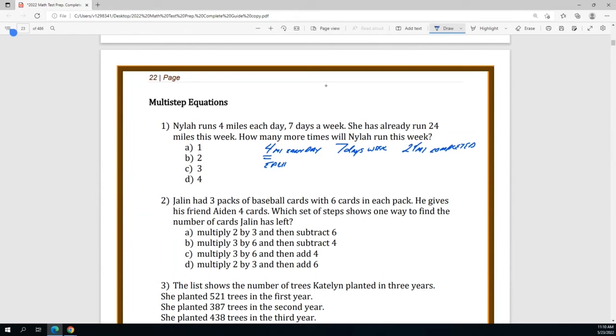So most students will say, well, it's 4 times 7, because it's 4 every day. And it's 4 and 4 and 4. Again, it's just repeating itself over and over again. So this is multiplication. We're going to take 4 and multiply it by 7. This is going to tell me that she's got 28 miles to do. So she does 28 miles every week.